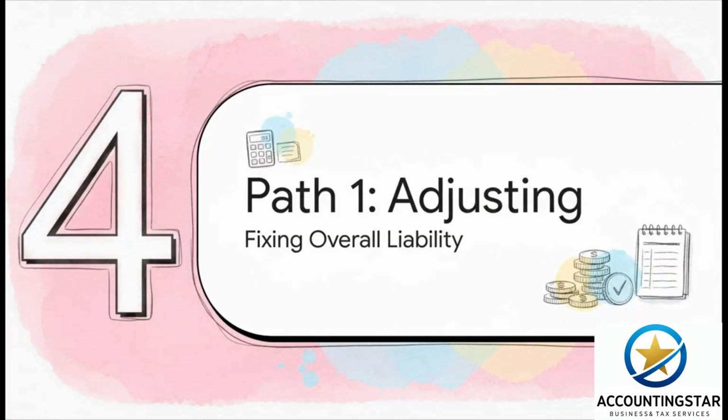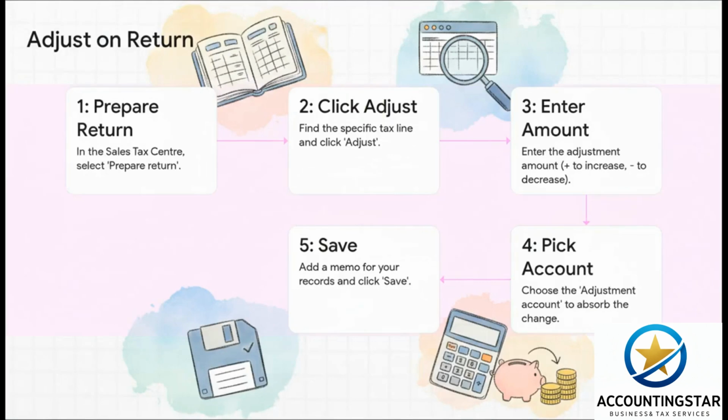Okay, let's walk through path one. This is the one you use when your business has to take the financial hit because, well, you just can't go back to the customer. We're going to adjust the liability directly. The process inside QuickBooks is actually pretty simple. You just head over to Prepare Your Return, find the exact tax line you need to fix, and click Adjust. From there, you just tell QuickBooks how much to adjust it by, and this is the important part. Which account is going to take the hit for that change?